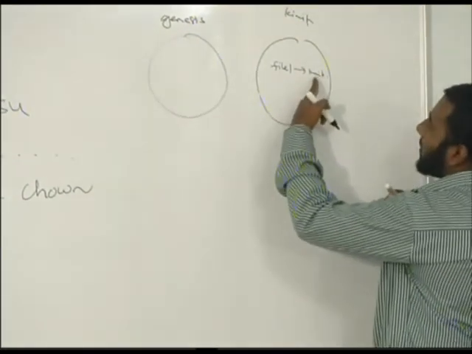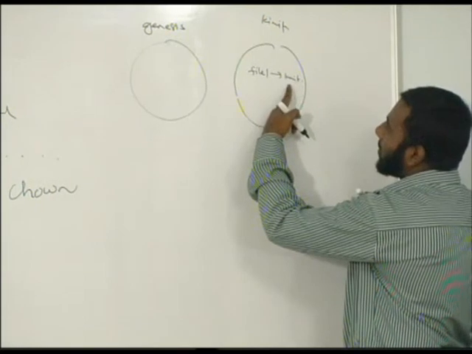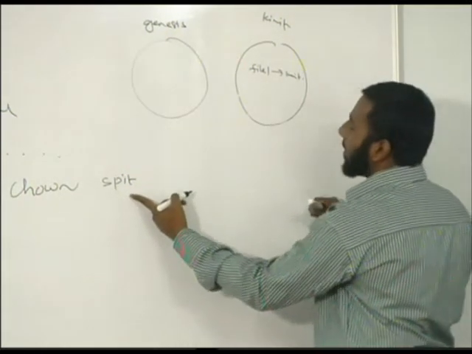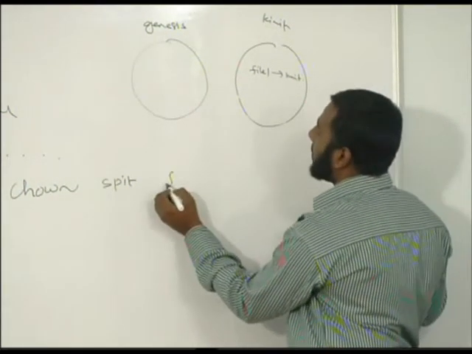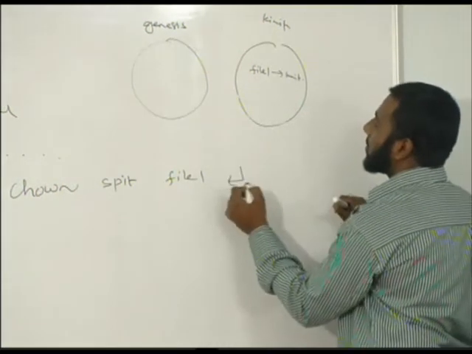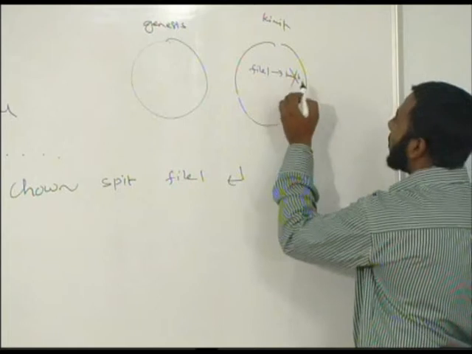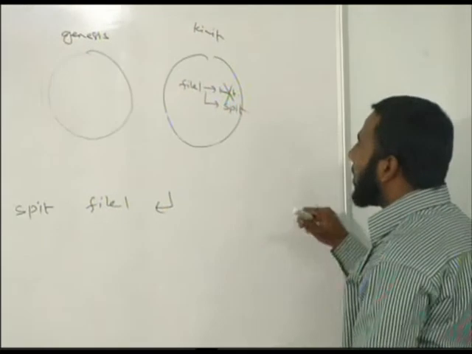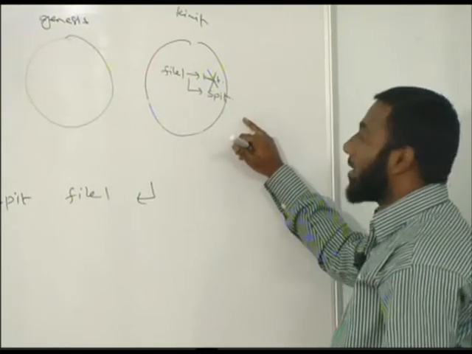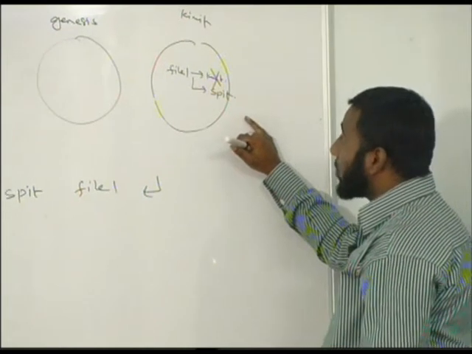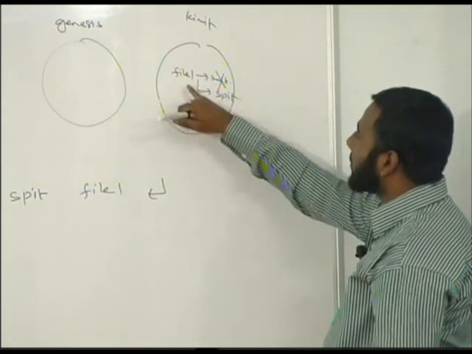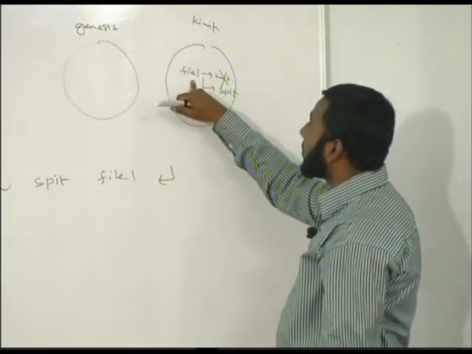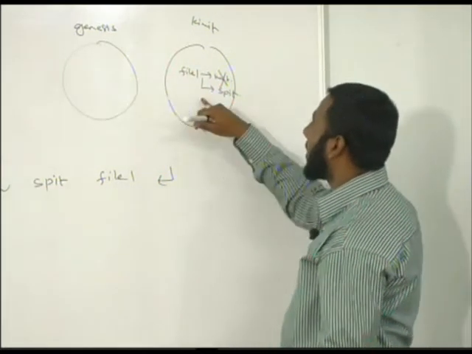Presently, who is the owner? KMIT, and I want the owner to be SPIT, for example. SPIT is the owner of the file, and the file name is file1. When I do this, the owner will not be KMIT, but now the owner will be SPIT. This is one way of changing the owner of this file. But now I want to change the group. The owner is SPIT, but I want this file1 to be a member of the group Genesis, not KMIT.